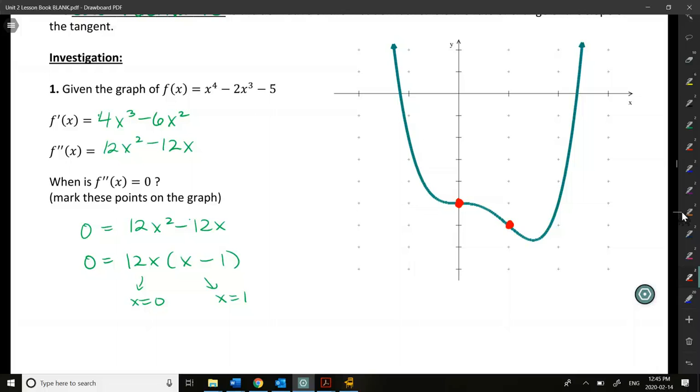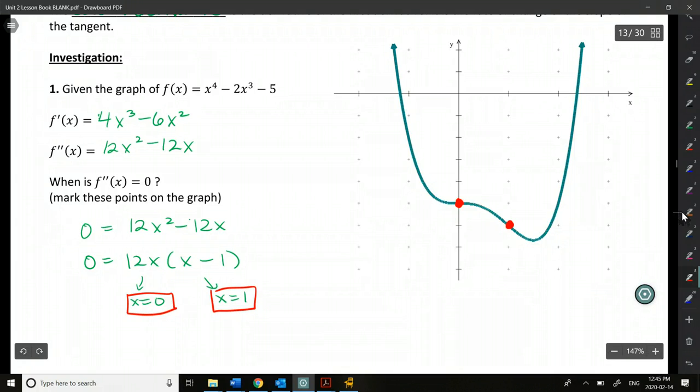When we set the second derivative equal to 0, we solve the same way as we would normally solve, so common factoring. We find that the second derivative is equal to 0 when x equals 0 and when x equals 1. I've marked these points on the graph for you, so mark them off on your own graph as well. Then we're going to go through a couple other little exercises and make some conclusions about what the second derivative can tell us.